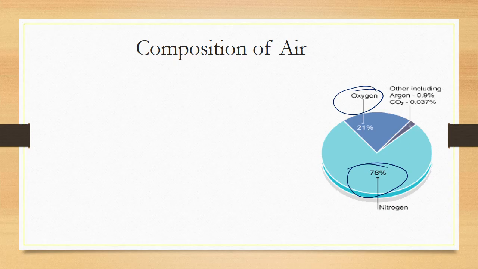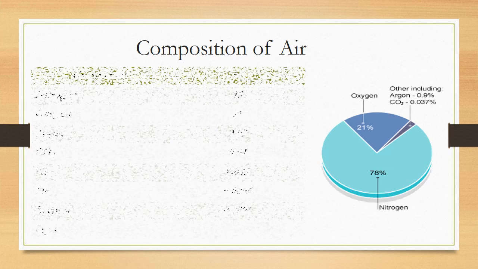Others include argon, which is a noble gas, about 0.9%, and another gas which we will look at in more detail, CO2, carbon dioxide. That's no more 0.037%, it's now more around 0.04%. So it's increasing in its composition of the air.